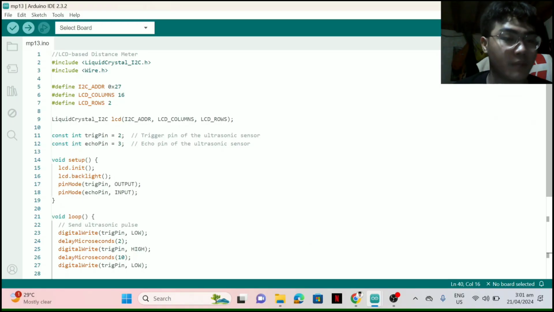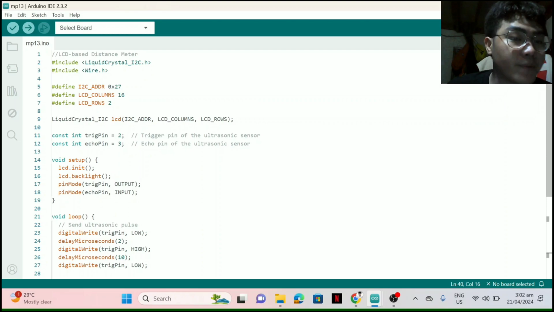Ryan, and today I'm going to provide you a brief explanation for our project number 13, which is entitled LCD-based distance meter. For this project, we will be using an ultrasonic sensor, which will detect a certain distance, then display it on LCD.